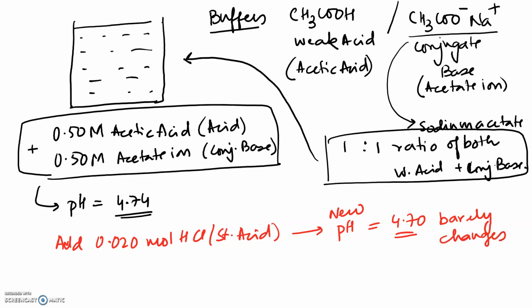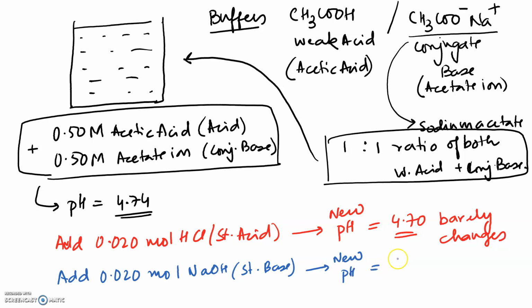And then if you add a strong base, so we'll take the same 0.020 moles of NaOH, which is a strong base, the new pH of the solution ends up being 4.77. Again, barely changes.